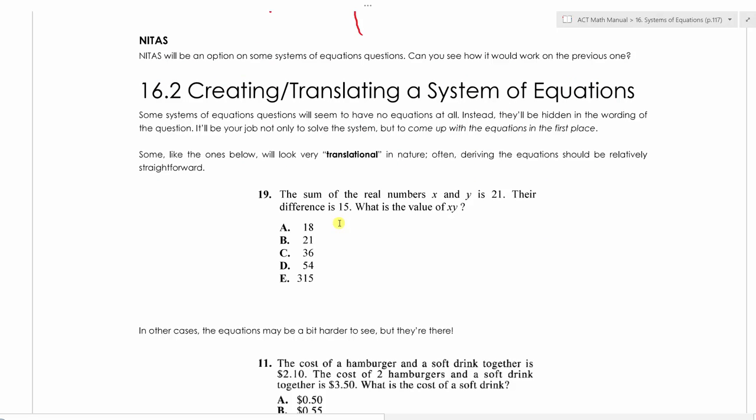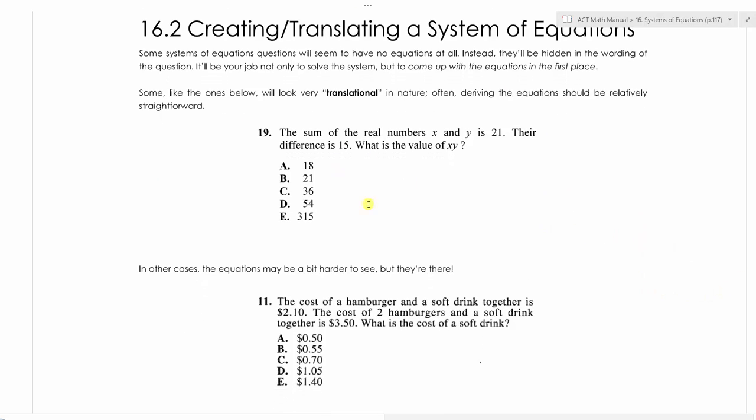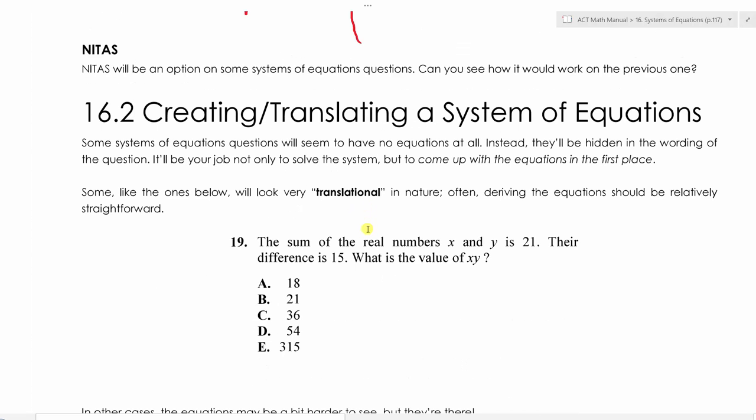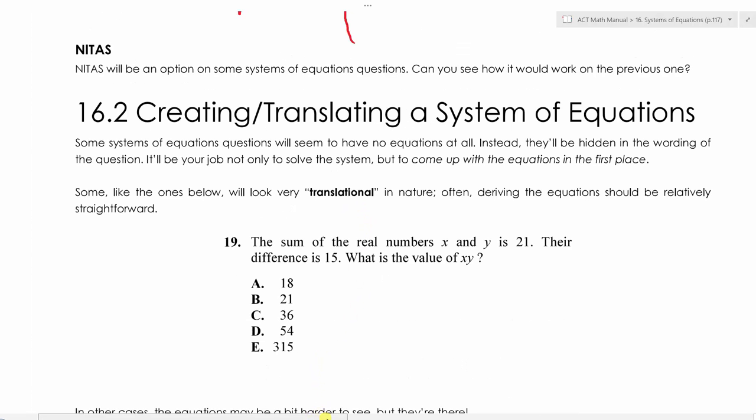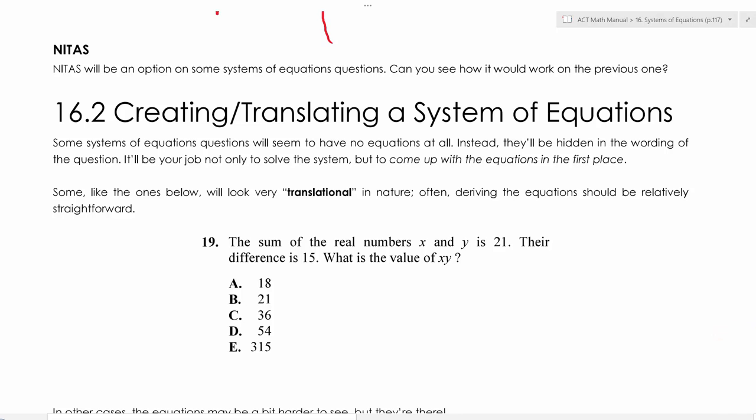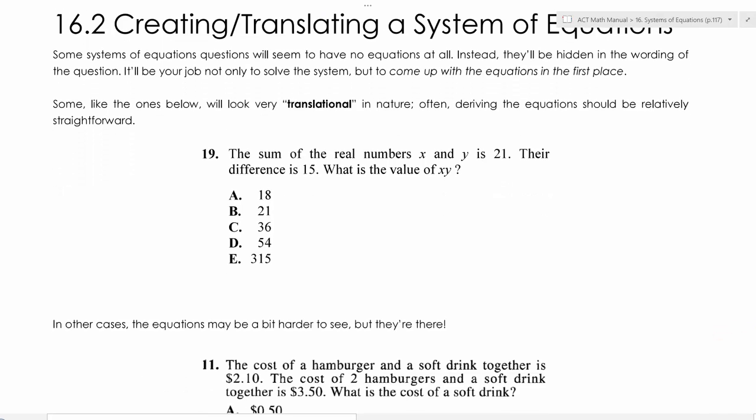Now, creating and translating system of equations, these questions can be tough for some students, not only because it can be hard to see that you're on one of these questions, so some students just won't know what to do, but translating the actual equation can be a little bit difficult. These questions do show up quite frequently, so if you're going for a really high score, you're going to want to know how to do this and know how to do it well and confidently.